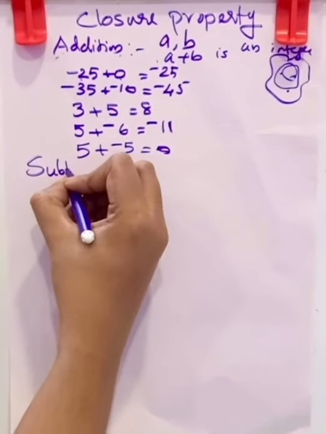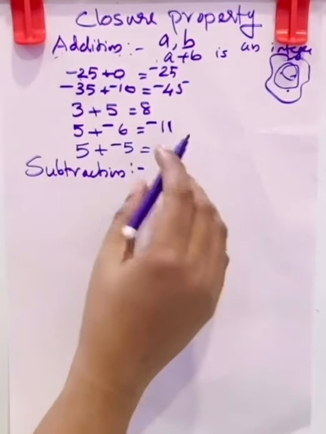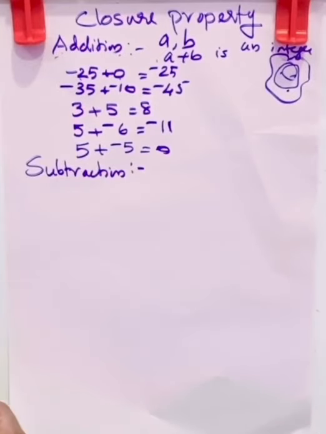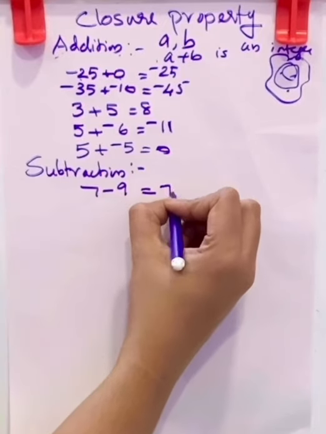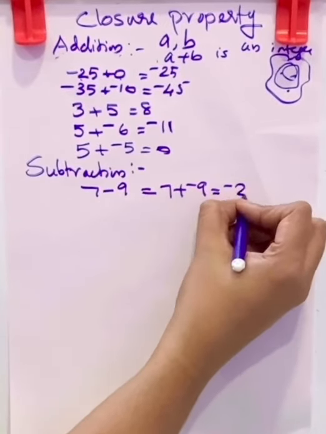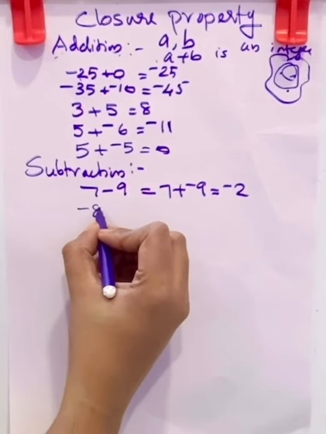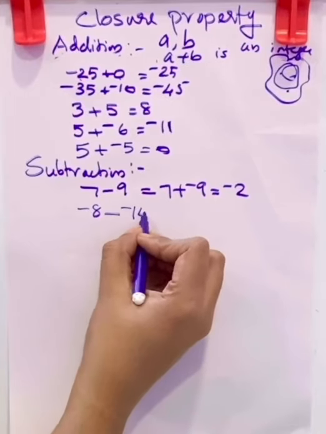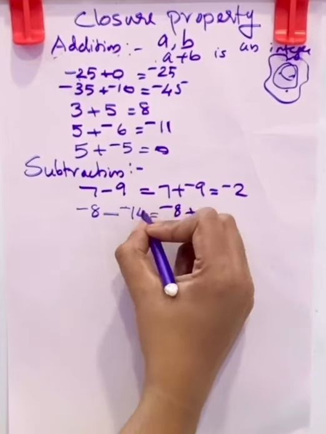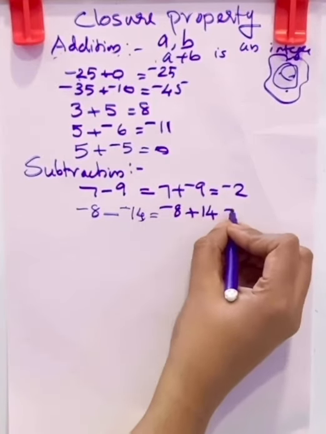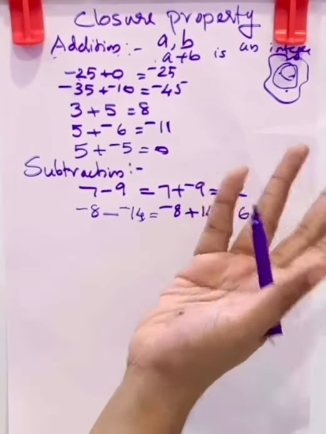Subtraction. We want to check if we subtract two integers, the result also should be an integer. 7 minus 9 is equal to 7 plus minus 9. The answer is minus 2. It is also an integer. Now, minus 8 minus negative 14 becomes negative 8 plus the additive inverse of negative 14, which is positive 14. Now, the smaller number is subtracted from the greater and the greater number's sign is kept, so it becomes 6. It is also an integer.